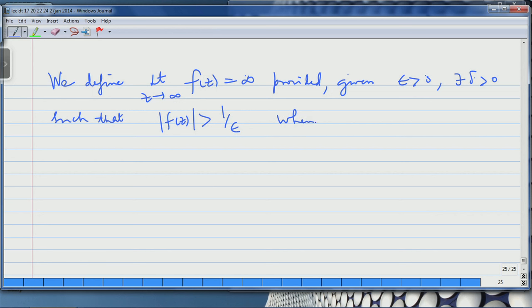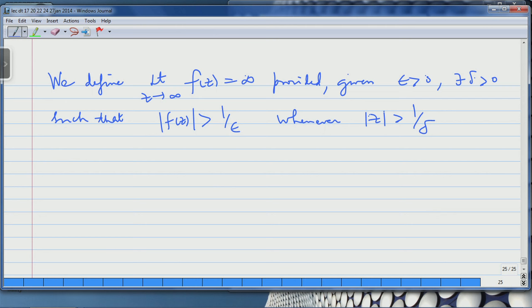Whenever mod z is greater than 1 by delta. So this is again, when you say mod z greater than 1 by delta, mind you that you are trying to find a sufficiently small delta. If you find a sufficiently small delta, 1 by delta becomes sufficiently large. If 1 by delta becomes sufficiently large, mod z greater than 1 by delta is a sufficiently small neighborhood of the point at infinity. This is the point you have to be careful about. Okay, so this is how you define an infinite limit for a function at infinity.